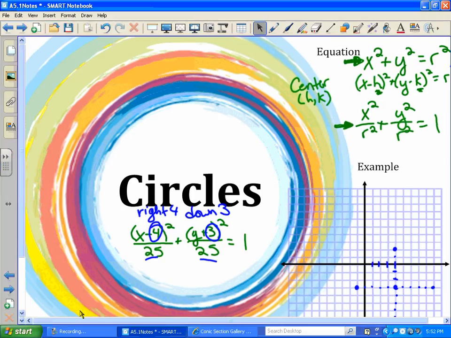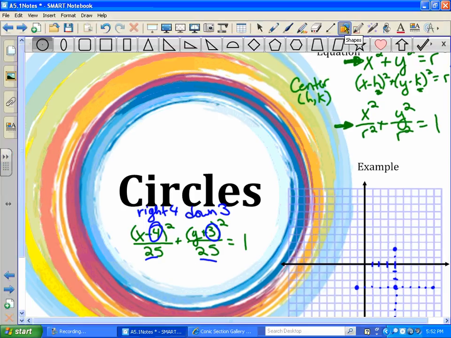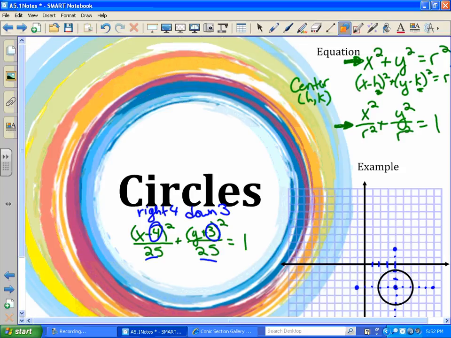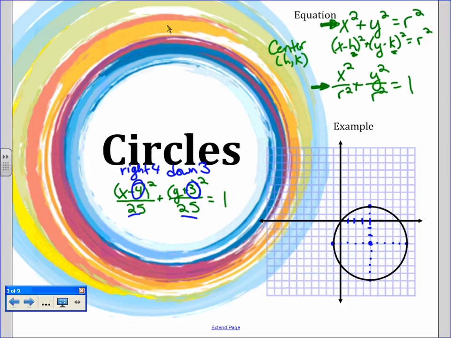I must have a circle tool. Let's see. That's my center. And I'm sure yours will look just as perfect as mine does. So there's my circle with a center of 4, -3, and a radius of 5.